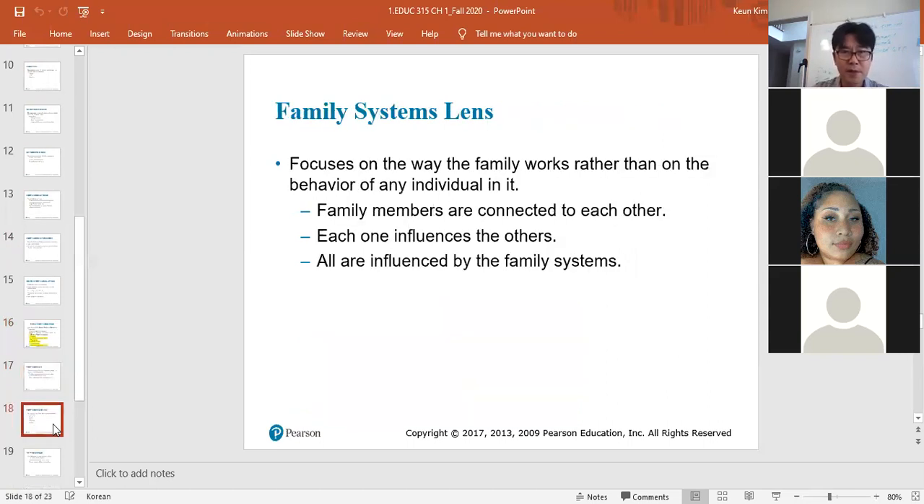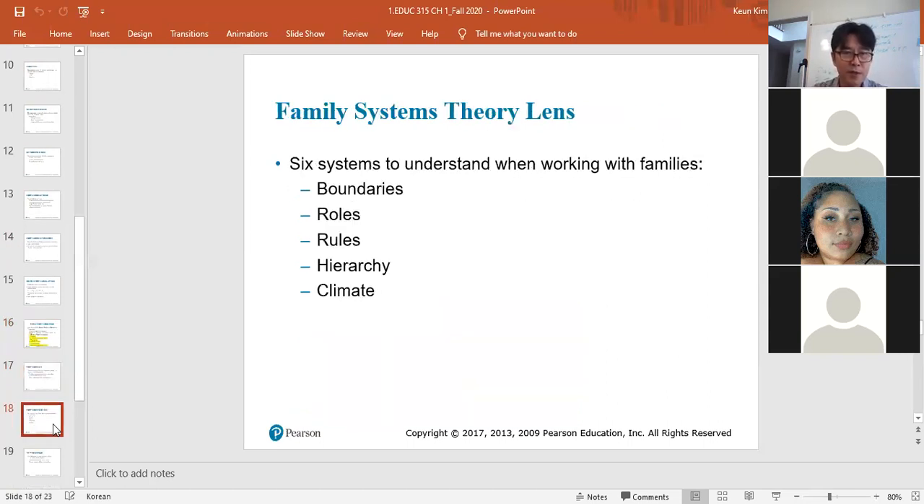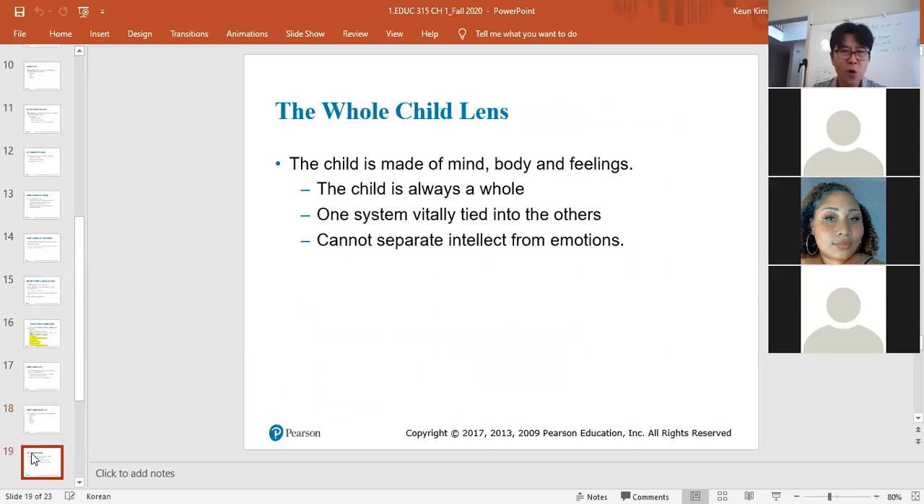I skipped the systems theory in the 6 systems. So the whole child lens, I want to highlight. The whole child concept is that children are made of mind, body, and feelings all together. So we cannot measure their cognitive abilities only. We commonly categorize 3 domains: physical, cognitive, and social-emotional. However, we cannot focus on their learning goals and learning achievement only.